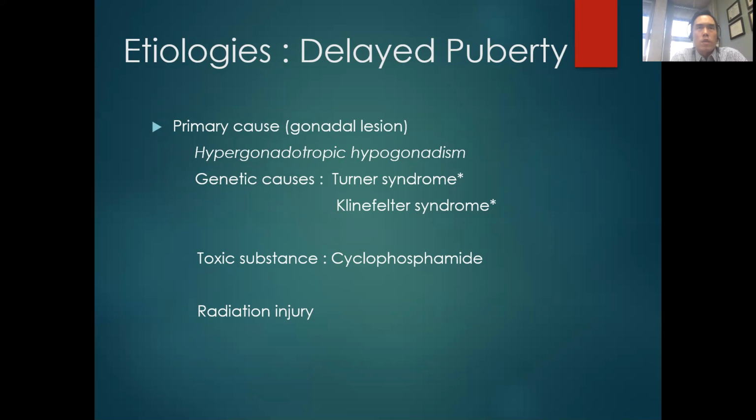So they have delayed puberty. Some of them can make a small amount of testosterone to advance the puberty, but they are often stuck at a certain stage of pubertal development. So for genetic causes, review those two syndromes, Turner syndrome and Klinefelter syndrome. Now, you can also have patients who receive chemotherapy. Cyclophosphamide is one example that is very toxic to the gonads. Or radiation injury to the gonadal area.